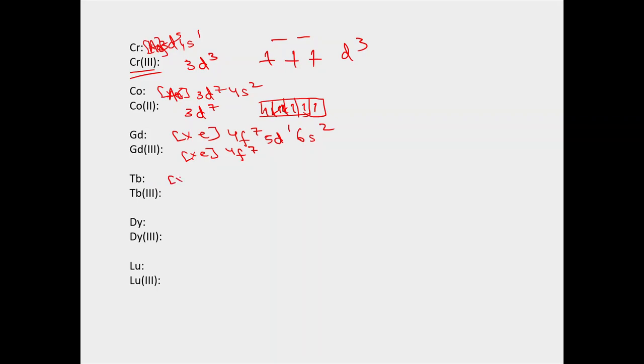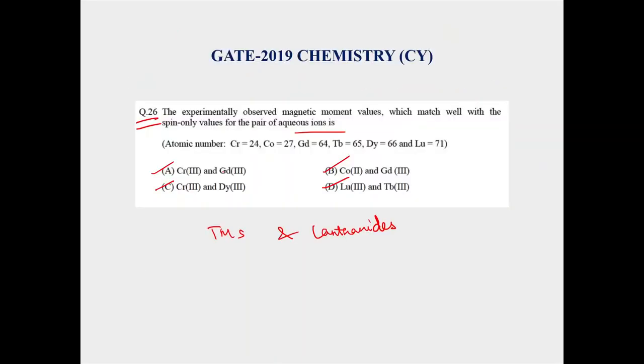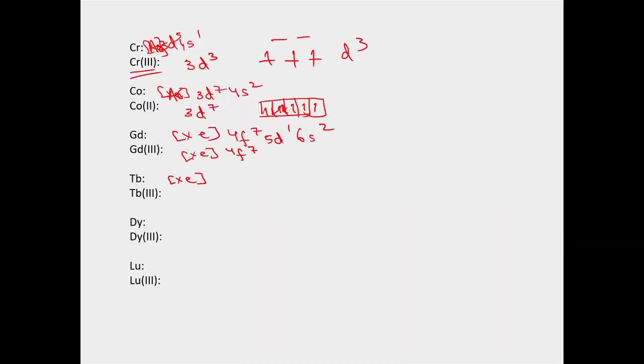Then terbium. Here they have also given the atomic number for all these complexes as well. So if you remember the periodic table, this is terbium. Terbium is having 4f9 and 6s2. Its atomic number is 65. Terbium 3+ means 4f, 2 from here it will go and 1 from here, so 4f8.